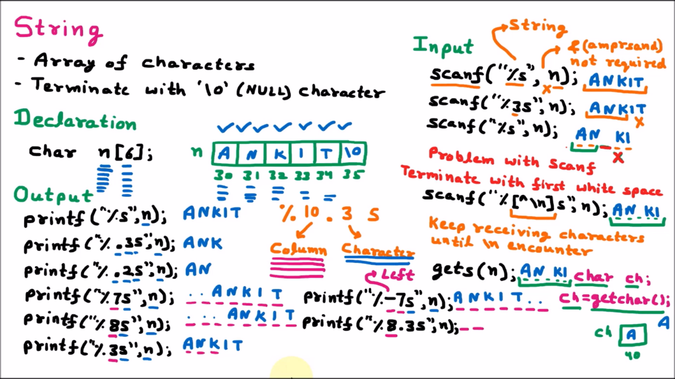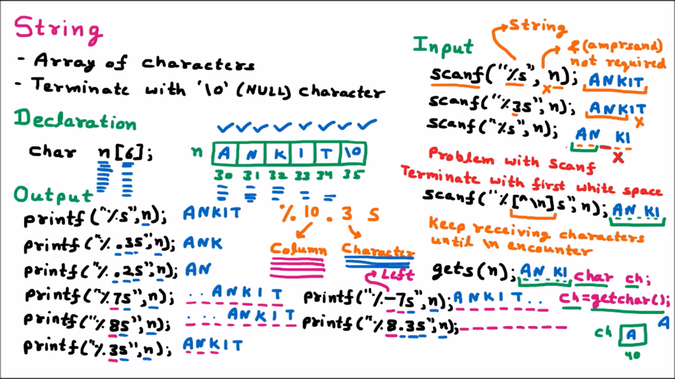So 1, 2, 3, 4, 5, 6, 7, 8. Afterward we are having a dot. After the dot we have 3. And after the dot, 3 means 3 characters. So here from the string, which is from N, we know that N is the array which is having size 6. So here we are having the Ankit. So from the Ankit, 3 characters.